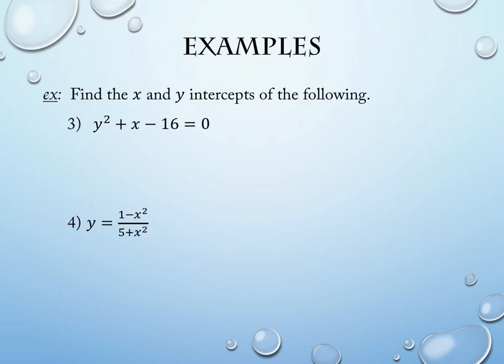So we'll do, I tend to use alphabetical order, so we'll do x-intercept first. So x-intercept is when y equals 0. So this would be 0 squared plus x minus 16 equals 0. Obviously, 0 squared is nothing. And then if I'm solving for x, I'd move my 16 to the other side.